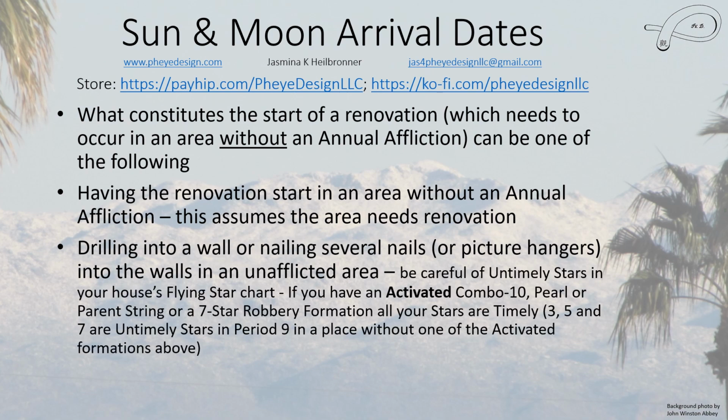Now, you do want to be careful of untimely stars in your house's flying star chart. Now, if you have an activated combo 10, pearl string, parent string, or 7-star robbery, all your stars are timely in your flying star chart and you don't have to worry about this. For period 9, the star 3, 5, and 7 are untimely stars. But that's only for those who do not have an activated special formation of the 4 I just listed. Some of these are pretty easy to get, like the combo 10 is quite easy, and there's quite a few houses that have that, but you have to check that to be sure.